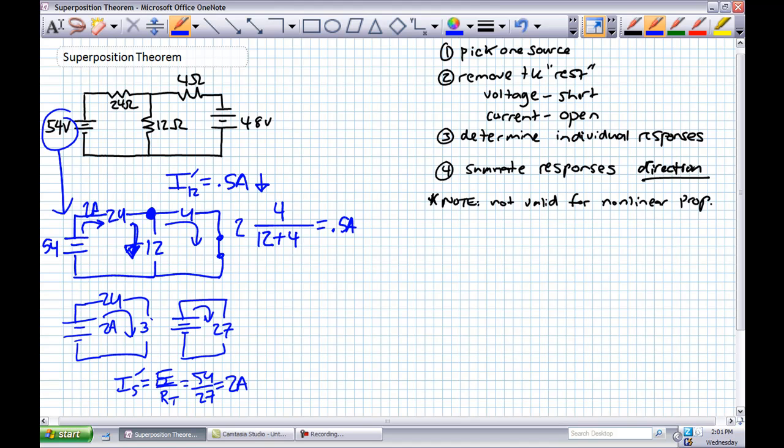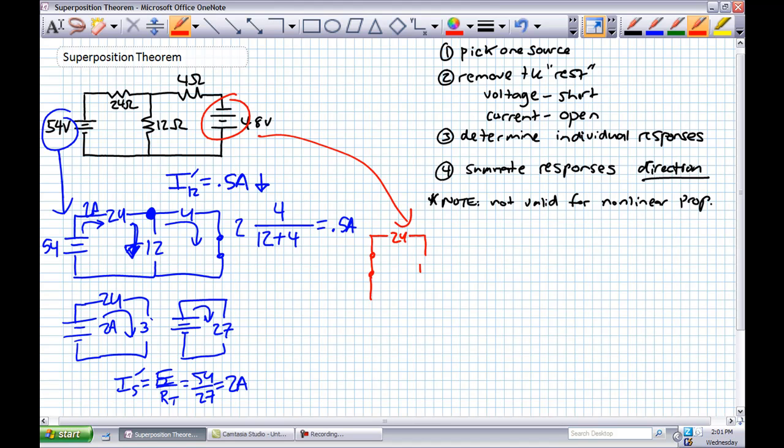Okay? We have gotten to step 3. We've determined the individual responses for the 54 volt source. Okay, now what are we going to do? Loop it back to the top. Change our pen colors. So we're going to do the 48 volt source. Okay? Get rid of the 54. What is the 54? It's a voltage source. So we're going to replace it with a short circuit.